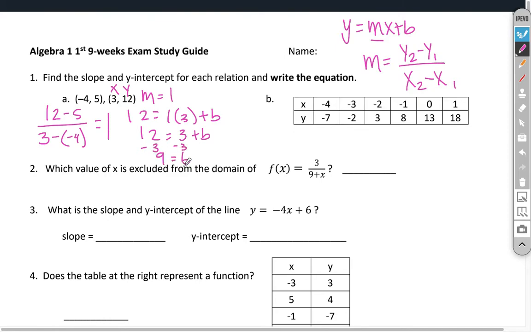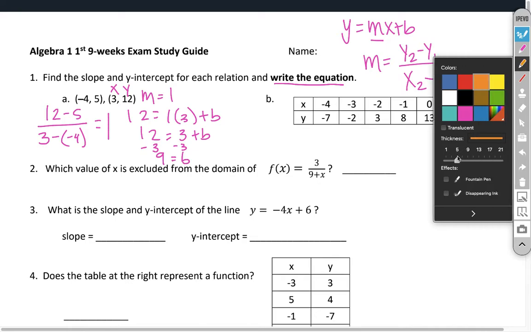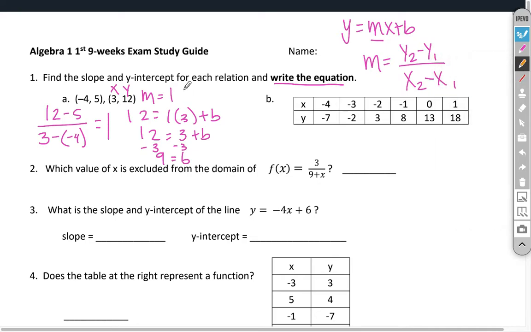So now we know what b equals and we know what m equals. Neither one of these are the answers though, okay? So don't stop there. We still need to finish what it said, which was to write the equation. So we'll plug in what we know, and we've got m of 1, b of 9. So we'll have y equals x, you could put 1x, but there's no need to put a 1 there, plus 9. Okay, so this is the answer.